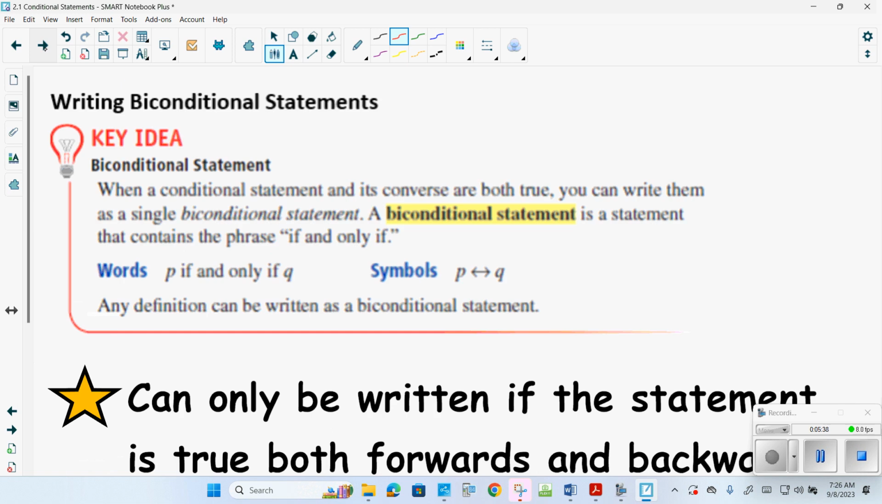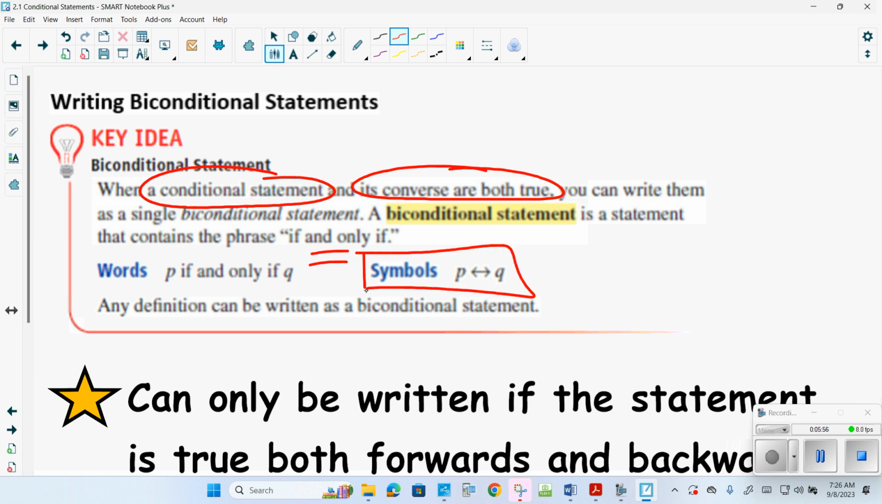Here's the big topic of the entire day. It's called biconditional statements. A biconditional statement is when the conditional statement is true and the converse is true. A biconditional statement uses the phrase "if and only if." And the symbol for a biconditional statement is P to Q, then Q to P. So both are true. So rewriting statements backwards and forwards as a biconditional, you're going to use the words "if and only if."